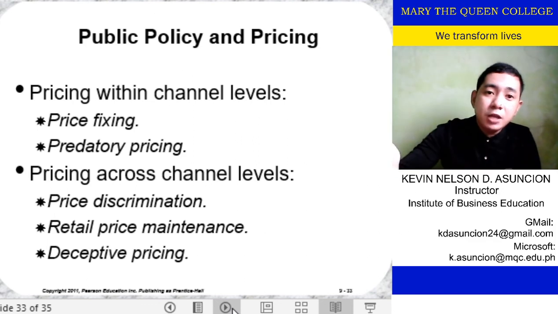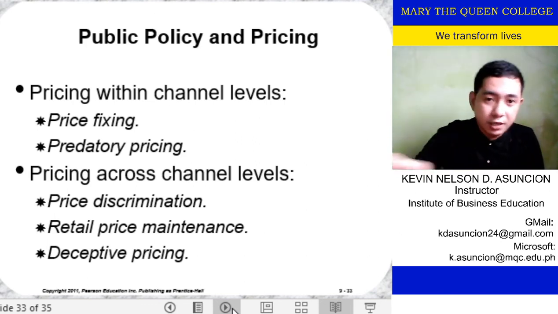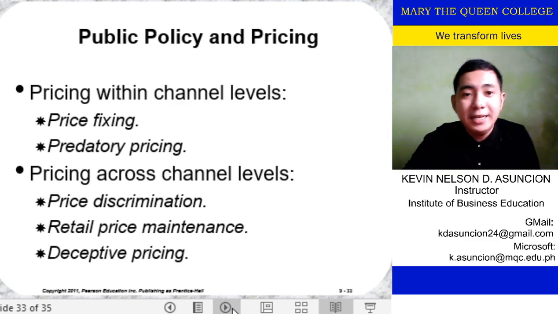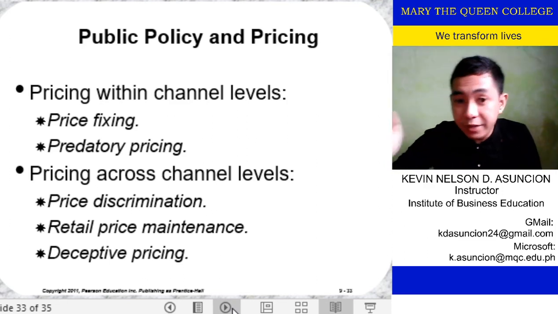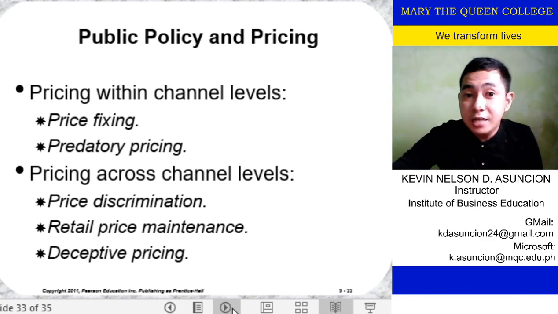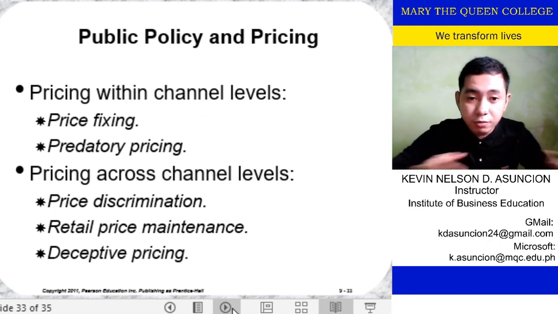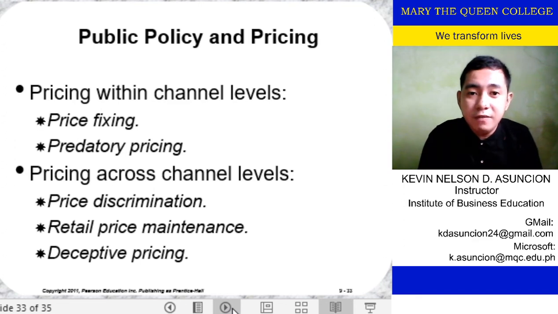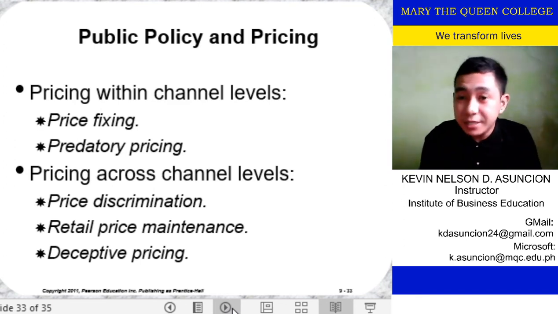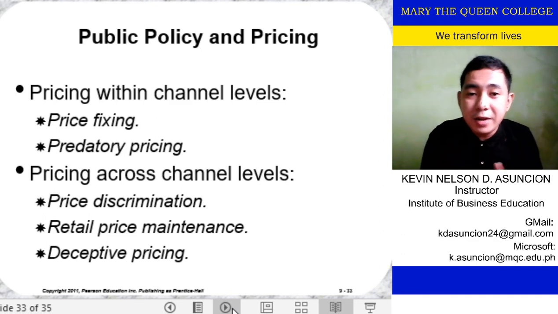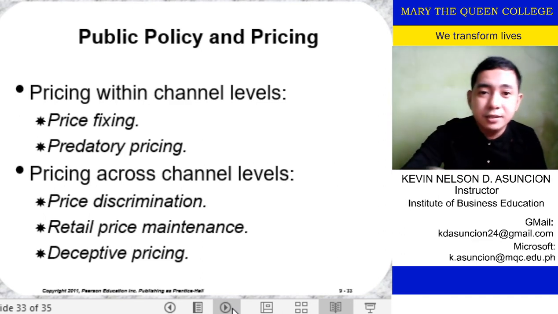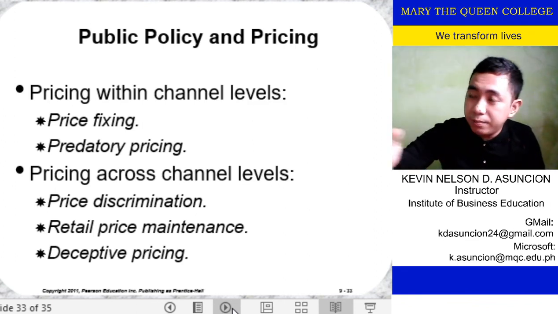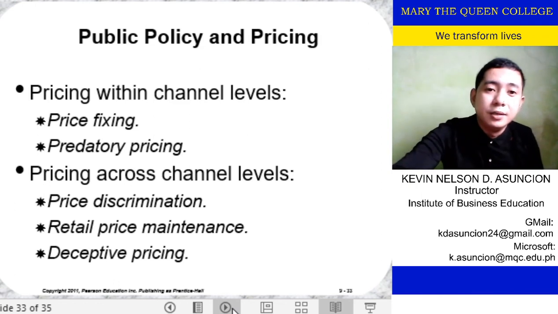Then public policy and pricing, pricing within channel levels. There's a price fixing and predatory pricing. So there are fixed pricing sa different levels, but also there's a predatory pricing. They want to be dominant with the channel. Pricing across channel levels may be price discrimination, retail price maintenance, and deceptive pricing. This happened because of what some other companies are doing.